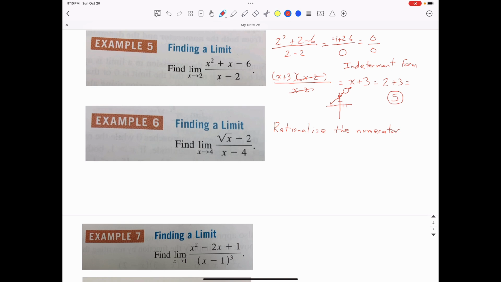The reason for that is that we are eventually hoping to plug a number in for x. When we do that, that will actually help us find the limit that we're looking for. So don't worry so much if there is a radical in the denominator.